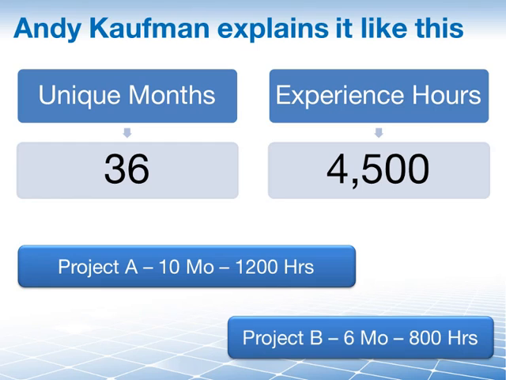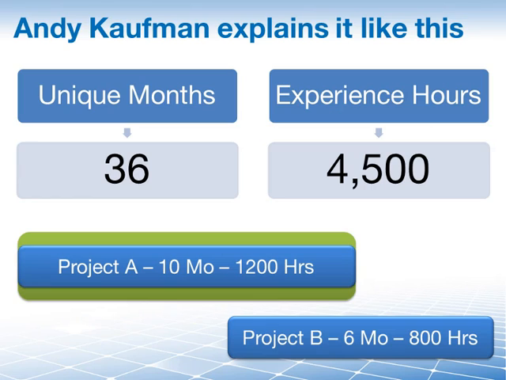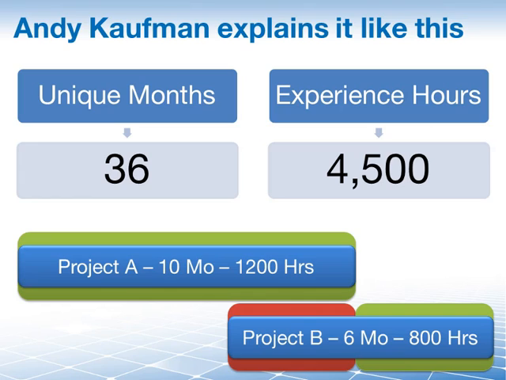So let's say Project A went from January to October for a total of 1,200 hours. Project B went from July to December for a total of 800 hours. How does this get reported on an application? Well, Project A would count as 10 months towards the 36 unique months. The months of July to October cannot be double counted, so Project B does not get credit for those months. However, the total 800 hours of the project count.